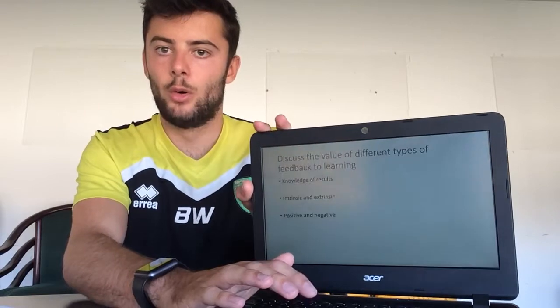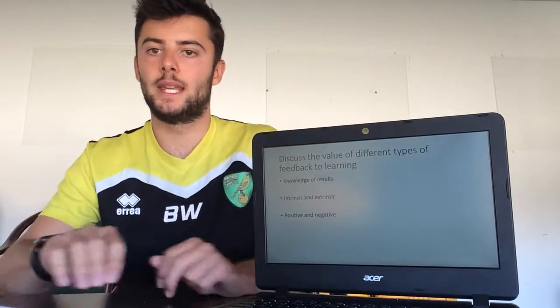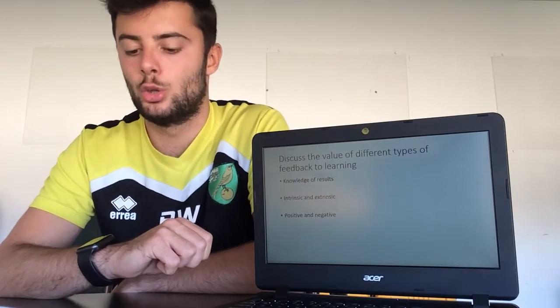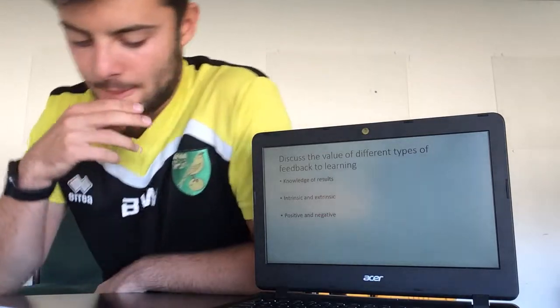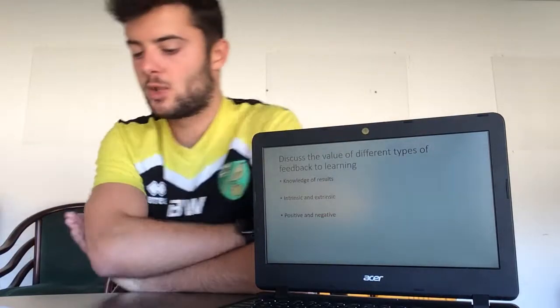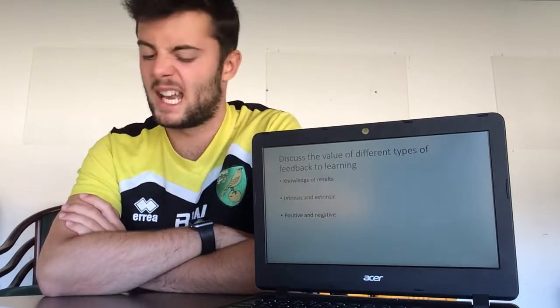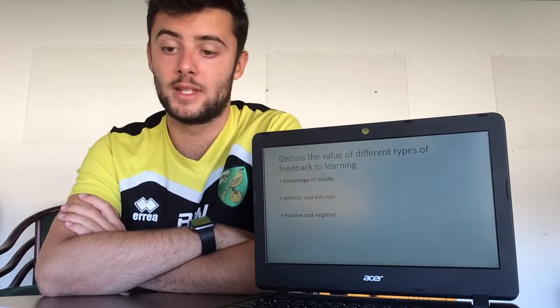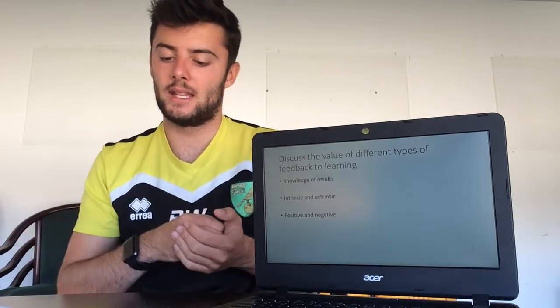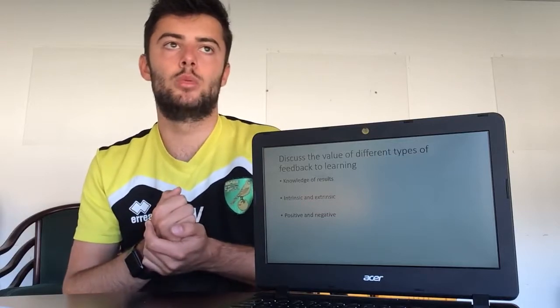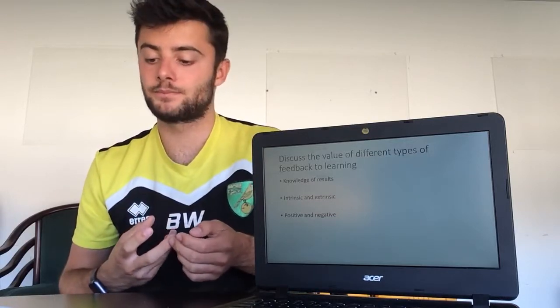This is aimed at P4, and this will be discussing the value of effective types of feedback to performers. So first up is knowledge of results, and this will come most at the end of the performance. It will be an analysis of the outcome of the result of the team rather than of a player individually. So you'll look at the performance, the position they are in the table, the score of the game.